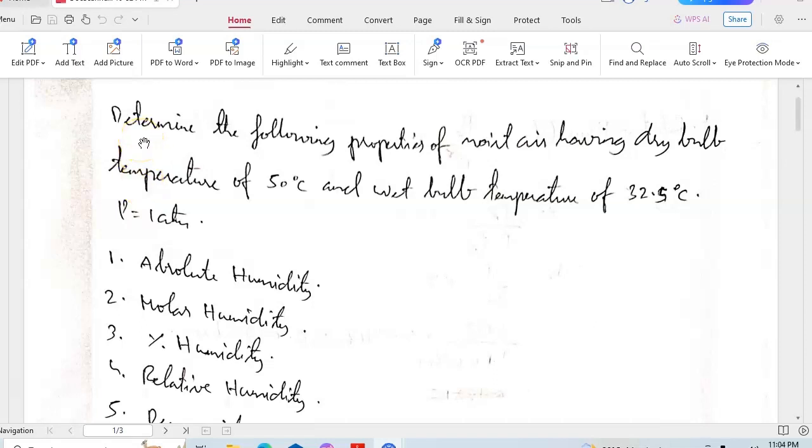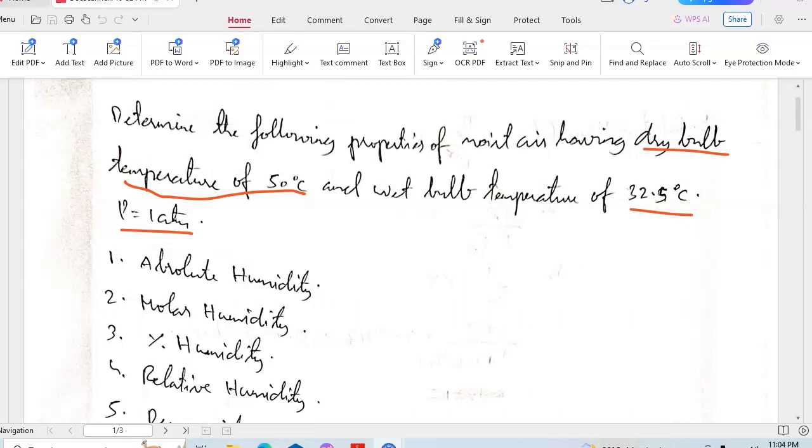The question is to determine the following properties of moist air having a dry bulb temperature of 50 degrees Celsius and a wet bulb temperature of 32.5 degrees Celsius, and the pressure is given as 180. Today we are discussing the psychrometric chart, its uses, and how to find other properties using the psychrometric chart.